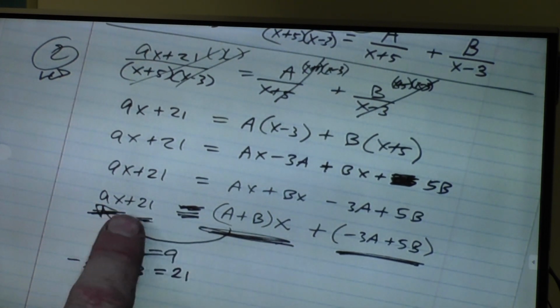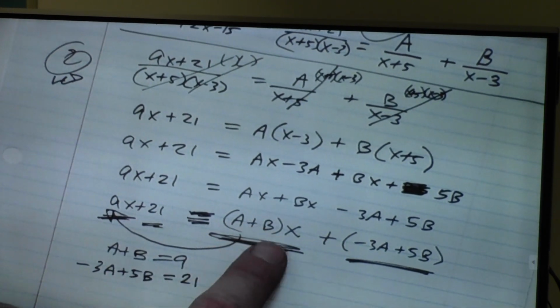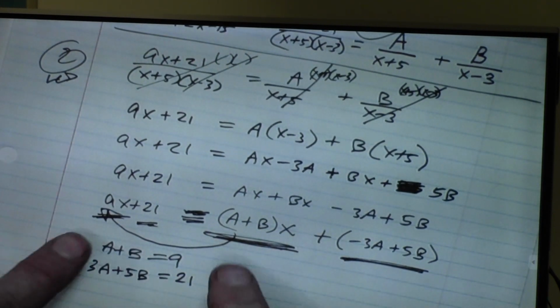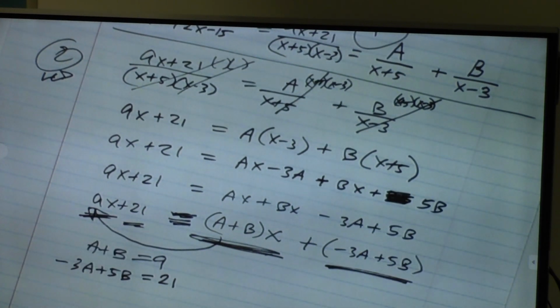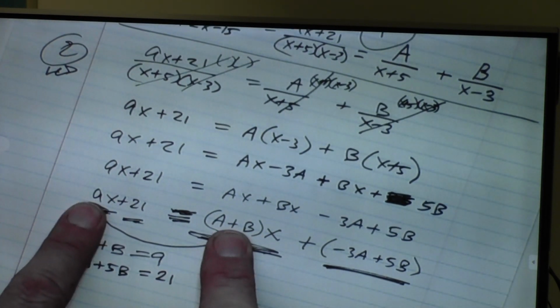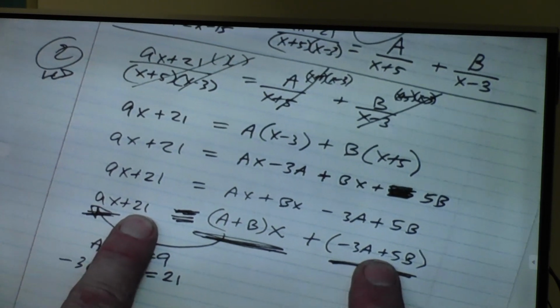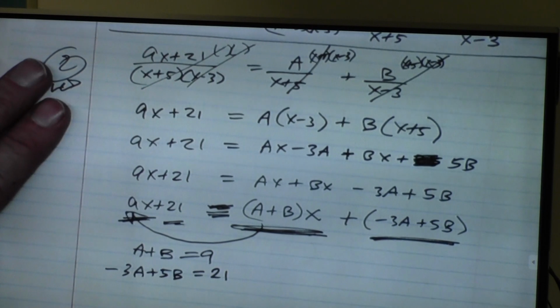So, because this is in the same format, something times x plus a constant, something times x plus a constant, you can match up the similar parts of it and make them equal to each other. Same idea with logarithms. If you had 2 to the x power equals 2 to the 4th power, x has to be 4 because the 2's are the same. Well, these x's are the same, therefore the coefficients have to be the same. And then this number equals whatever that is. So now what we have is simply a system of two equations.